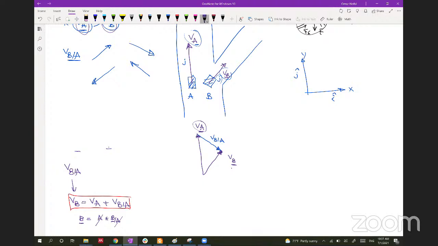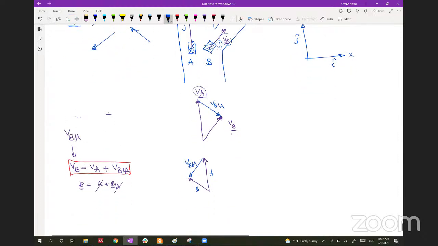What if it's another direction, like something like this and something like that? And you will have, this is A and this is B. So this is VB with respect to A. So this is how it looks. Yeah, so this is how you construct your VB with respect to A.